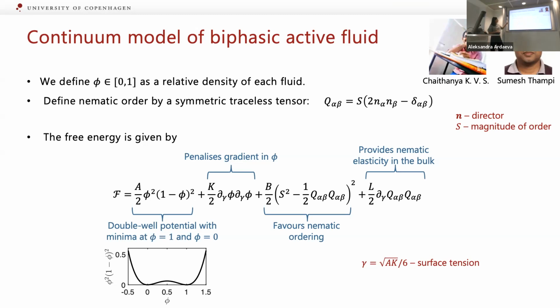And we define the free energy to have 4 terms. The first 2 refer to phi, and the other 2 refer to the liquid crystal features, so they work on the nematic order. The first one is the double well potential, so we have minima at 0 and 1, meaning we have one or the other fluid. And the second term penalizes gradients in phi. We can use these coefficients A and K to define the surface tension between the two fluids. In experiments and in this SPR model, the surface tension is 0, but we can also explore scenarios when this is not the case.